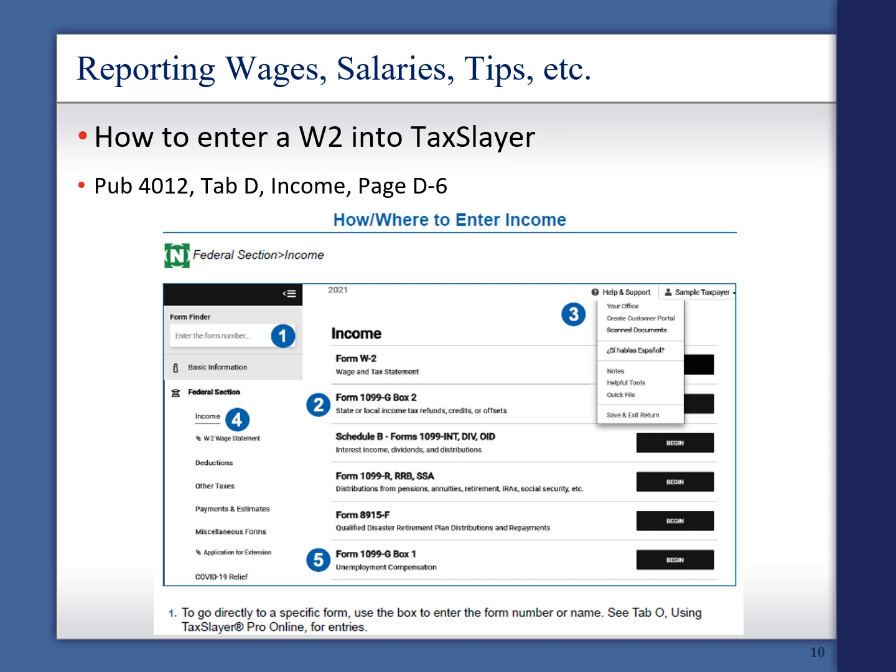Still not quite sure how to file income? Publication 4012, Tab D, page D6, has the information on how to enter a W-2 into TaxSlayer. The new 4012 has expanded this section in subsequent pages that go into detail on the TaxSlayer entries. Please pause this video, bring up page D6, and walk through it. Write down any questions you may have for your practice labs or site coordinator.